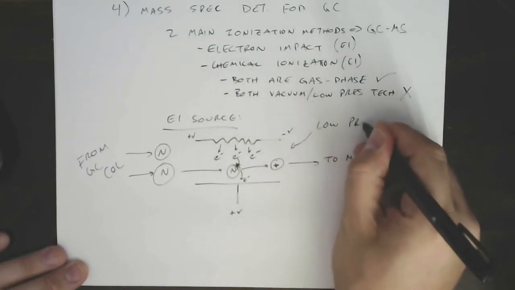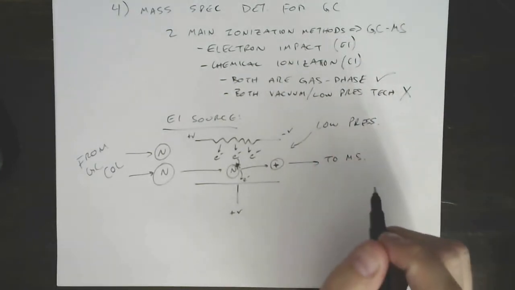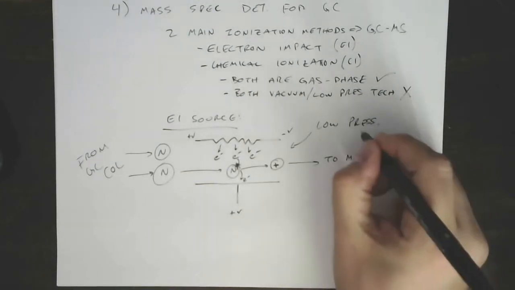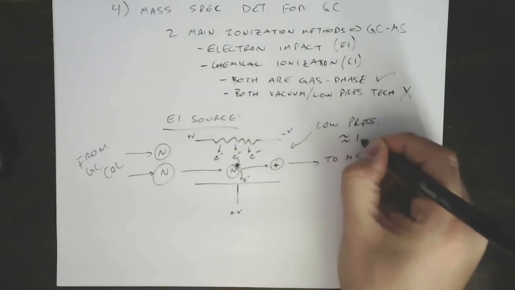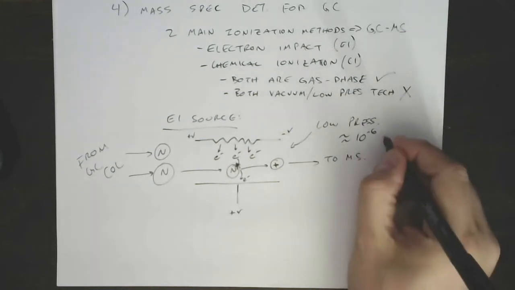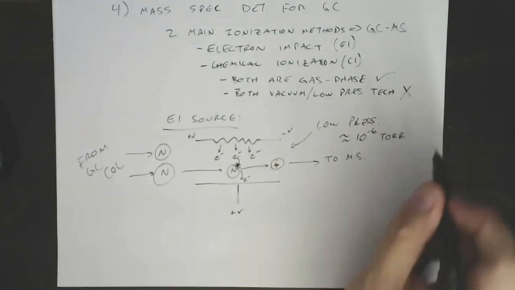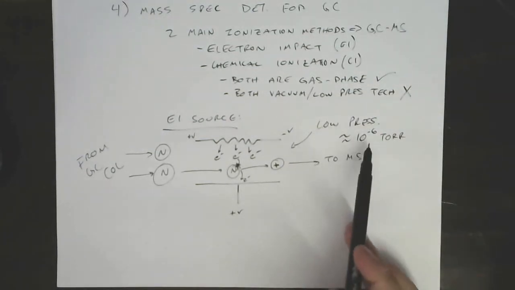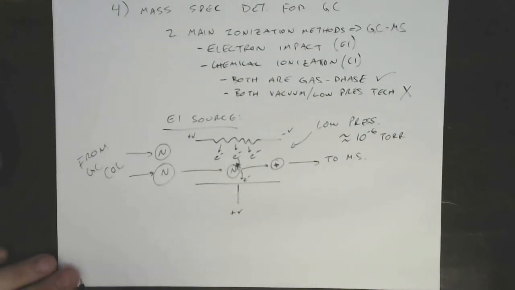You pump out all of the atmosphere that's in the way. And when we say low pressure, we actually mean really pretty low pressure. So this is like micro torr, 10 to the negative 6 torr. I'll remind you, it's 760 torr to 1 atmosphere. So we're talking about 8 orders of magnitude lower in pressure than our atmospheric pressure.